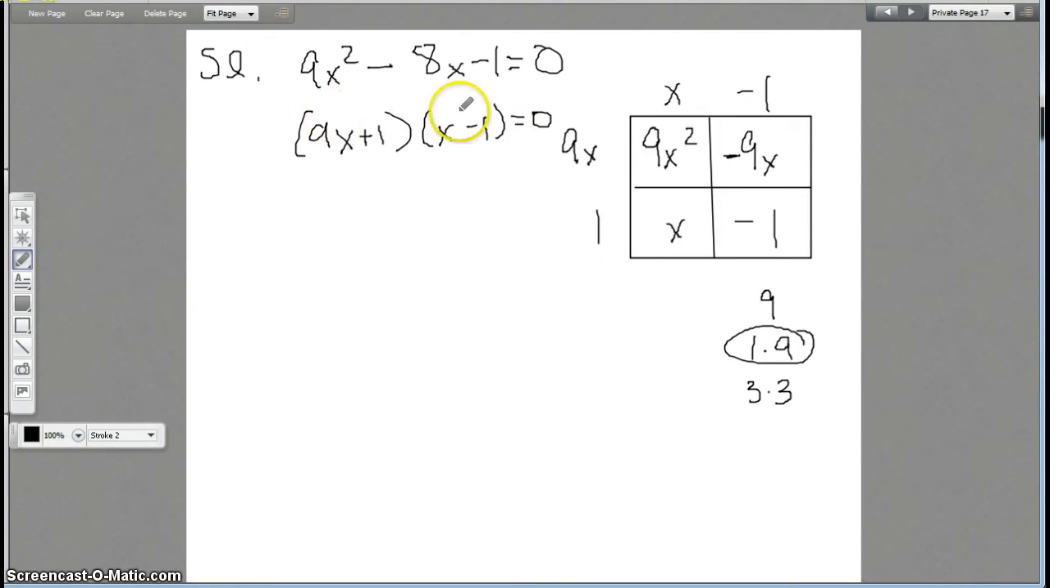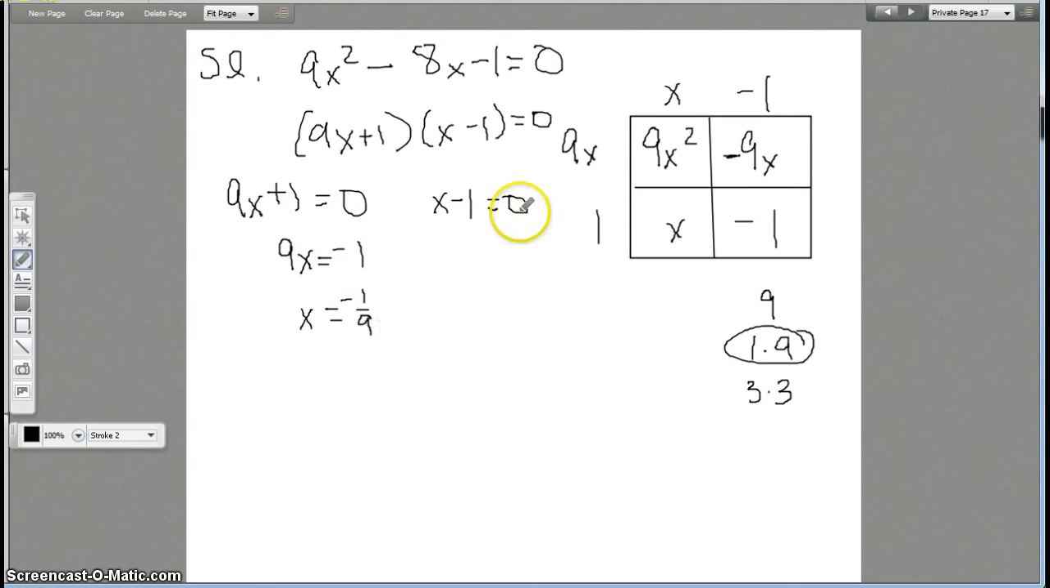Now I need to set each factor equal to 0. So 9x plus 1 equals 0, and x minus 1 equals 0. So for this left-hand equation, subtract 1 from both sides to get 9x equals -1. Divide each side by 9 to get x equals -1/9. Right-hand equation, I add 1 to both sides to get x equals 1. So my solutions are x equals -1/9 and x equals 1. Both of those will make our original equation equal to 0.